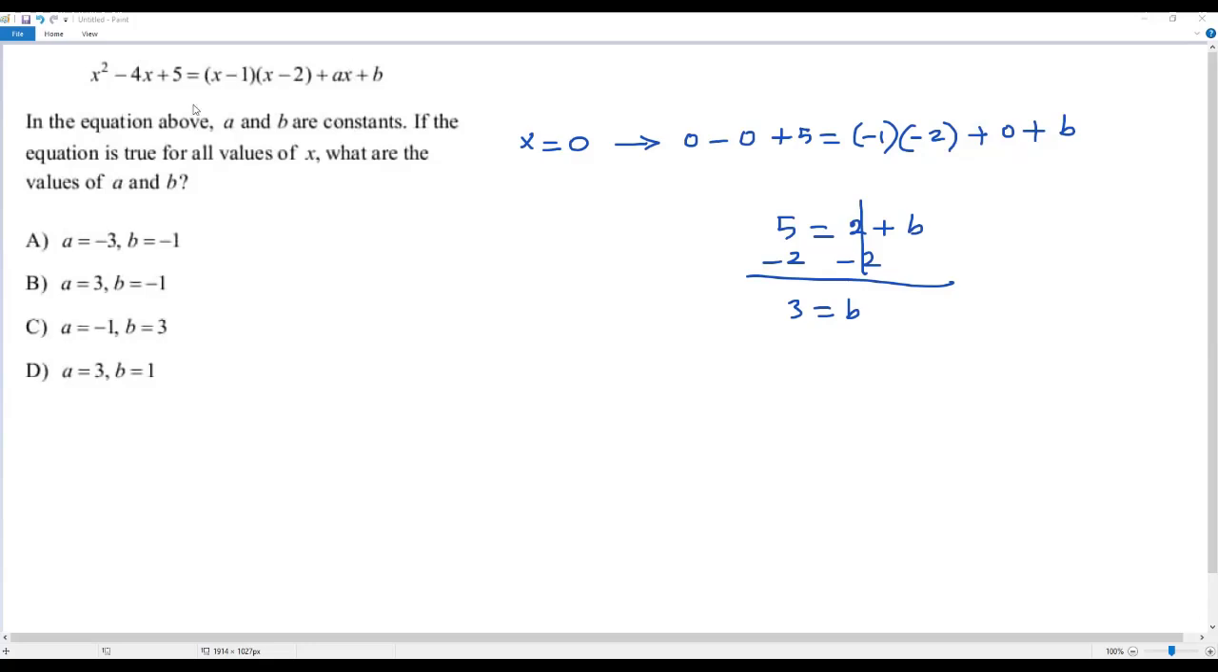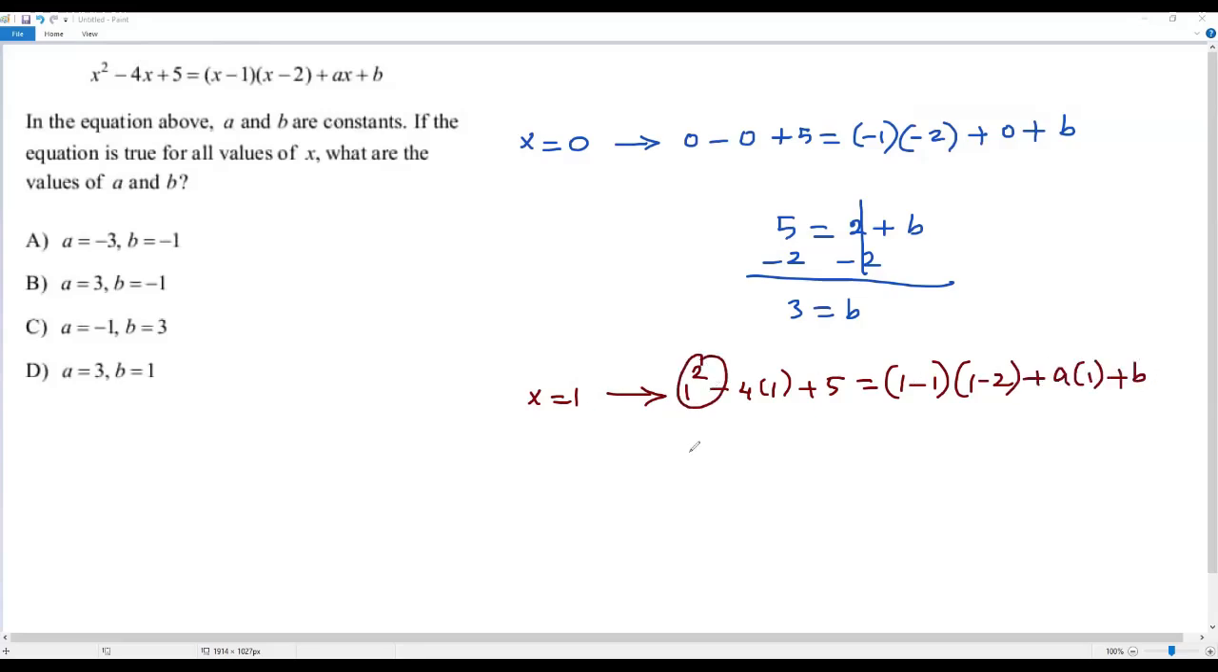Again, we can go to the given equation. This equation is true for all values of x, so it has to be true for x = 1 as well. Now let me plug in x = 1 into this equation. On the left I'm getting 1² − 4 times 1 + 5, equals, on the right side, (1 − 1)(1 − 2) + a times 1 + b.